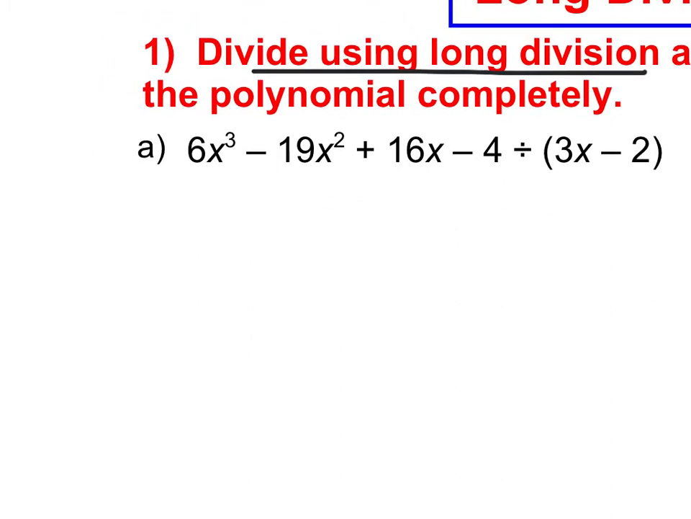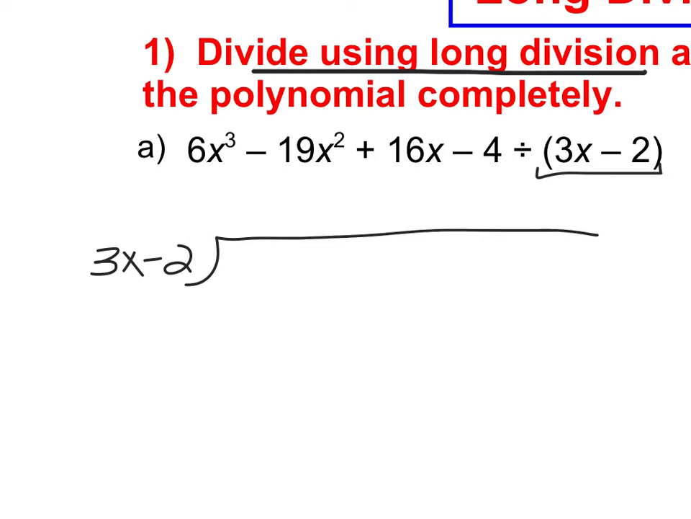Long division, remember, is set up with whatever you're dividing by on the outside. And then you get that long division bar, and then you write what you're dividing on the inside. And you want to make sure that you have all of the exponents. If you don't, you need to put a 0 in. So here, we've got x to the third, x squared, x, and then our constant. And so we're good to go here. We don't need to add in any zeros. So we'll finish writing this out.